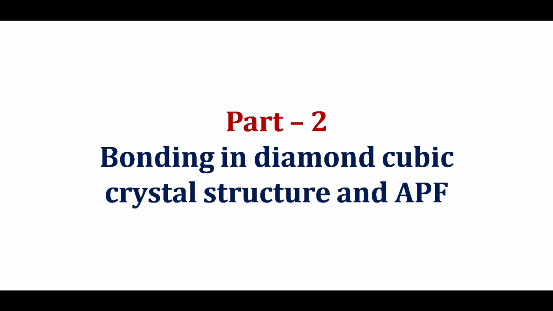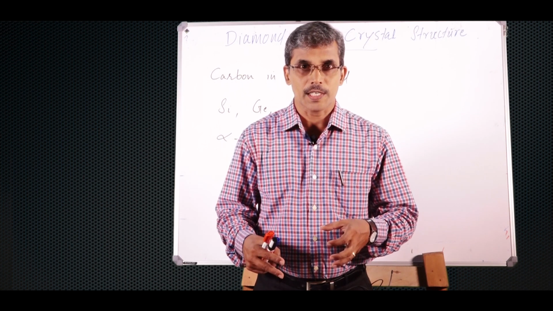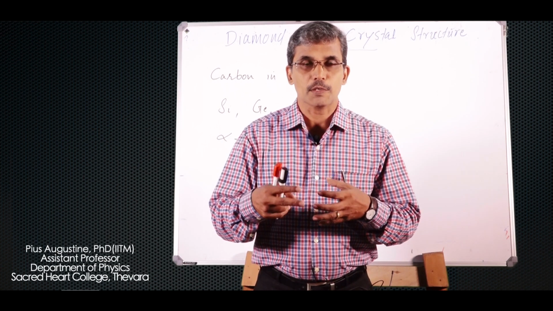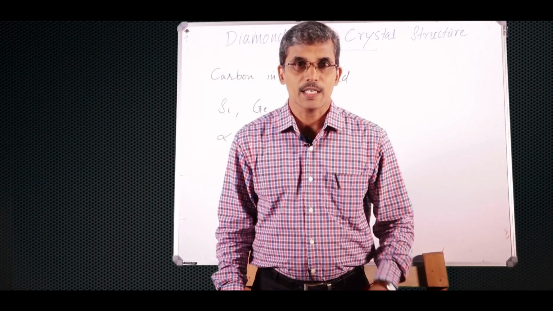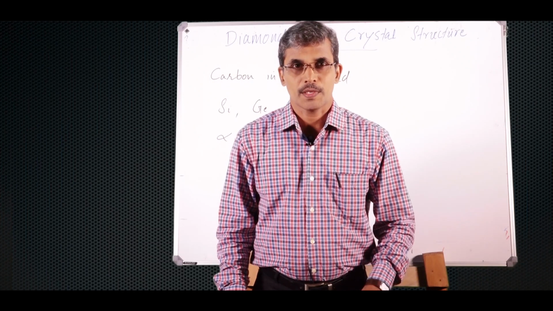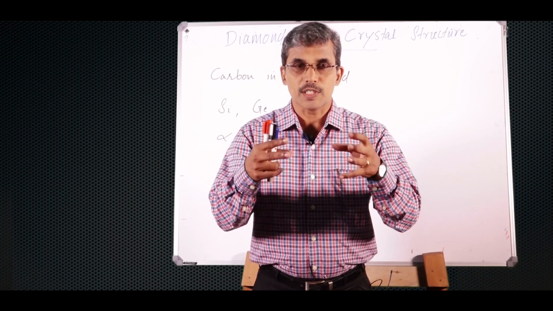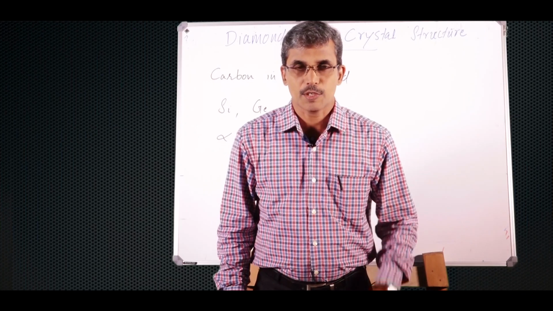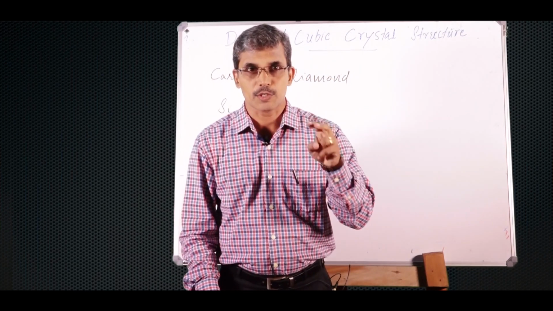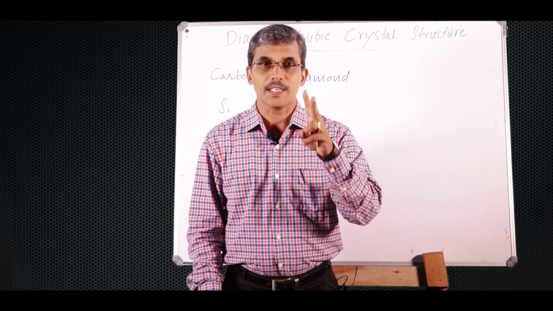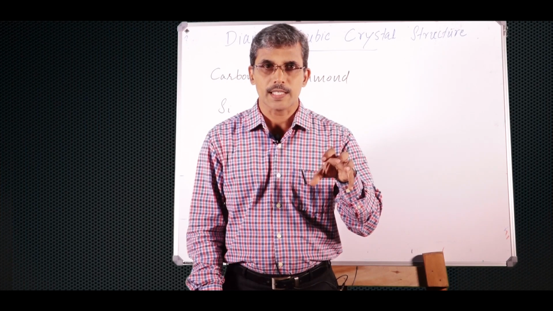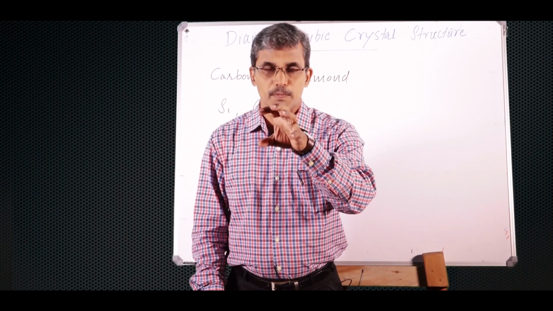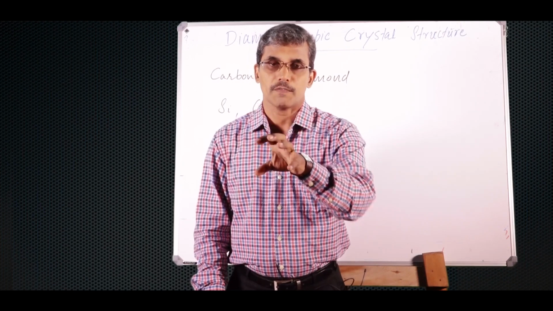So the topic for today is diamond cubic crystal structure. In diamond cubic crystal structure, two face-centered cubic Bravais lattices, of which one is pushed along the body diagonal by 1/4, 1/4, 1/4. Then we get a new structure, that is diamond cubic crystal structure. So in diamond cubic crystal structure, there are two interpenetrating face-centered cubic Bravais lattices.